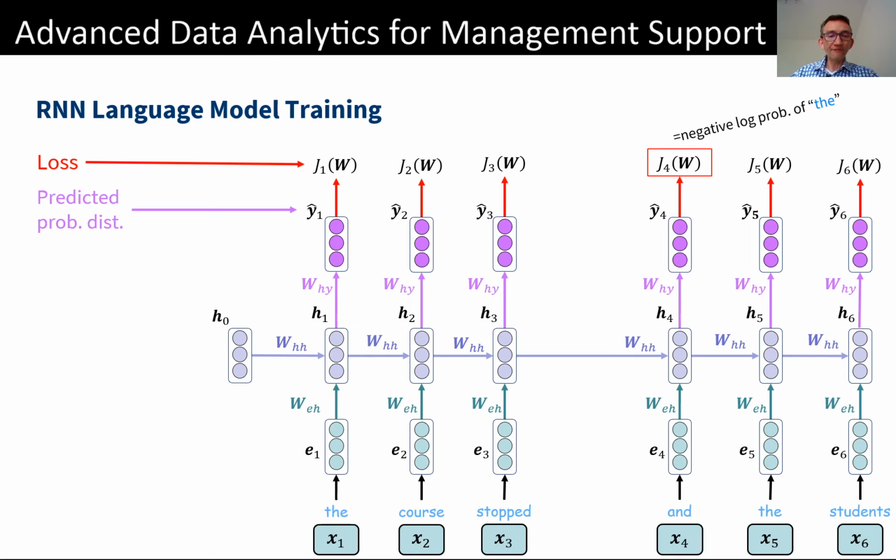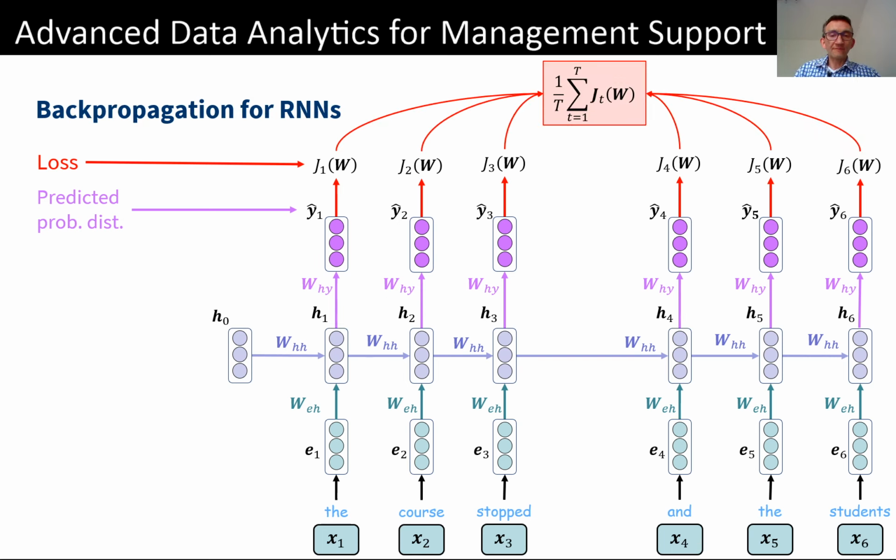That gives us the final value of our loss function. And the point of this animation is to say, if we feed our recurrent neural network this sequence, the course stopped and the students, in a language modeling context, we get 6 values, 6 losses, 6 loss values from that sequence. And then the final loss is just the sum of these. So in general, we average, or we can average the loss over the different time steps to obtain a total value of the loss.